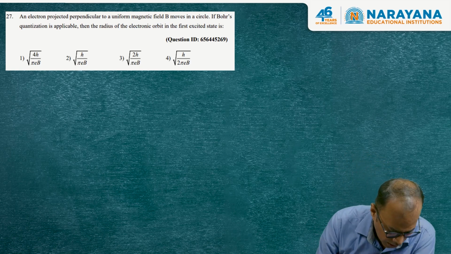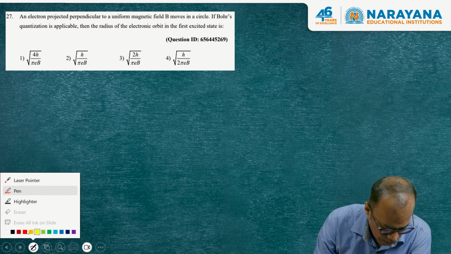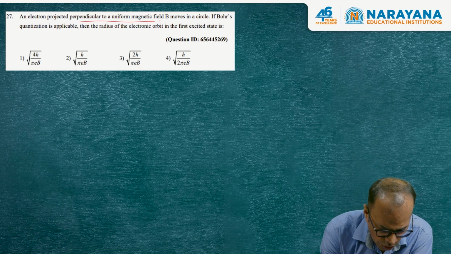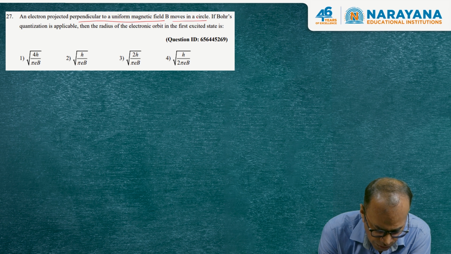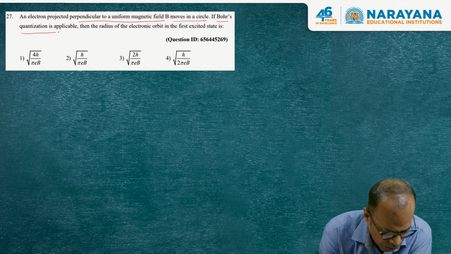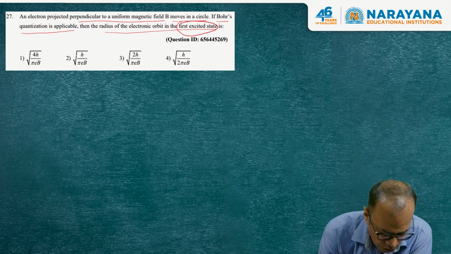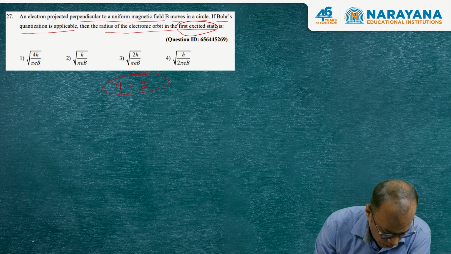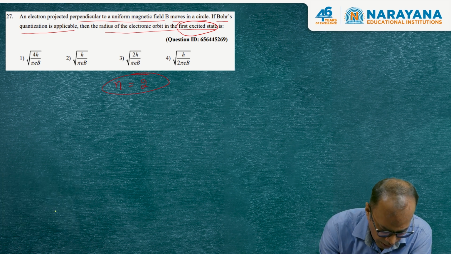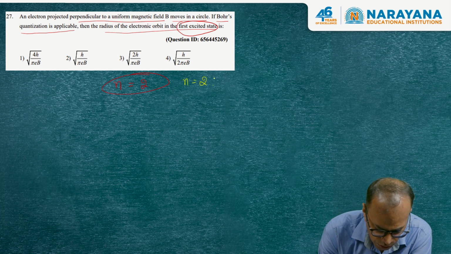Here we have an electron which is projected perpendicular to a uniform magnetic field B and therefore it moves in a circle. Now this is a nice question in which we have mixed Bohr's quantization along with this and we are calculating the radius. Keyword to notice: radius in the first excited state. So first excited state means the principal quantum number has been taken as 2. Be careful about that. So n you will take as 2.